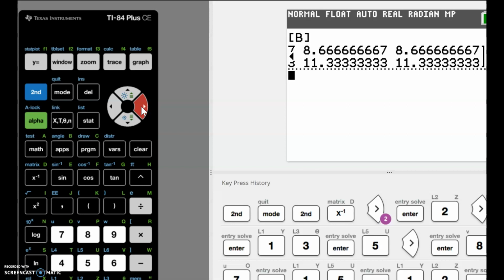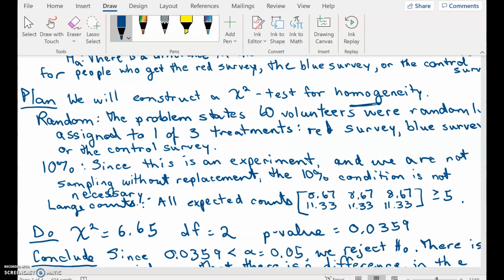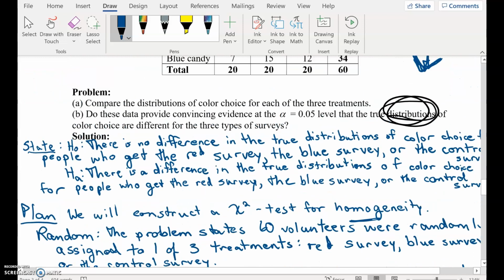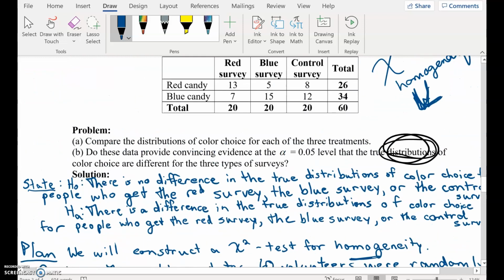Alright, so back to the problem. So chi-squared, I went ahead and entered that value, 6.65, degrees of freedom is 2. Again, we have 2 rows, 3 columns. I subtract 1, so that's minus 1, minus 1. So I take 1 times 2, so degrees of freedom is 2.